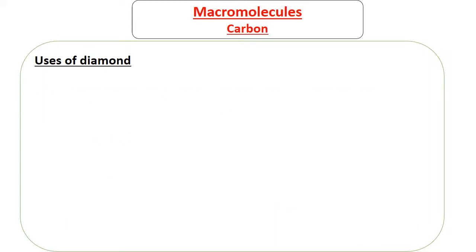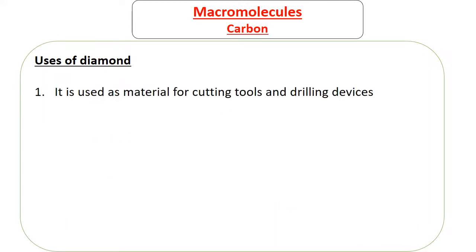Here are some uses of diamond. First, it is used as material for cutting tools and drilling devices. So diamond is very strong. Therefore, it is used for cutting tools and drilling devices. How so? Since it is the hardest, it can penetrate through anything. It is used for cutting glass. So the materials that are used to cut glass are made out of diamond.